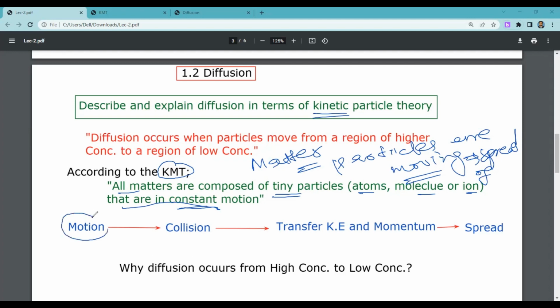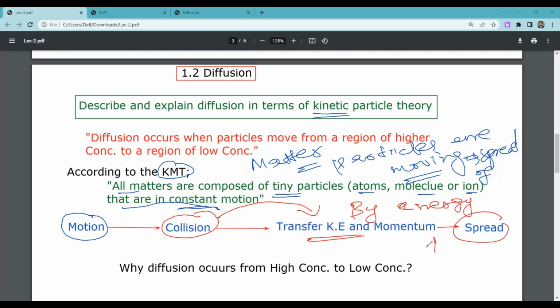Here I said due to motion, collisions between the particles occur, and due to collisions they transfer kinetic energy and momentum. Due to transferring kinetic energy and momentum, by gaining energy, the particles spread out and the phenomenon of diffusion occurs. Here is a question.